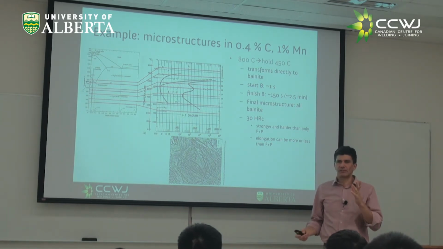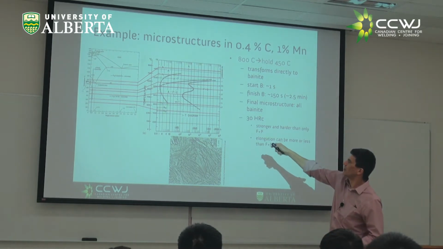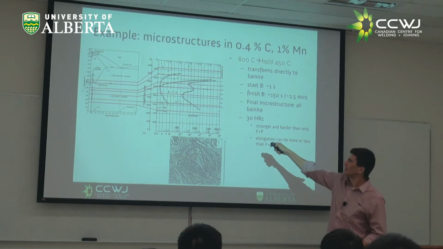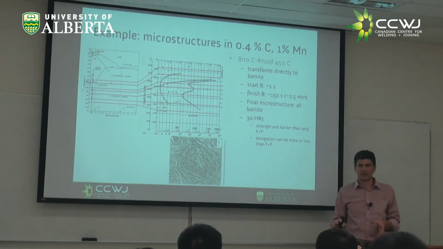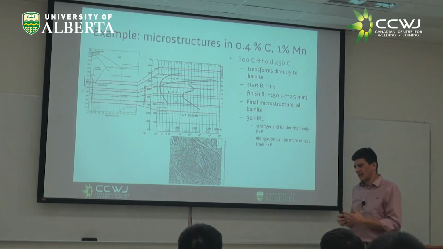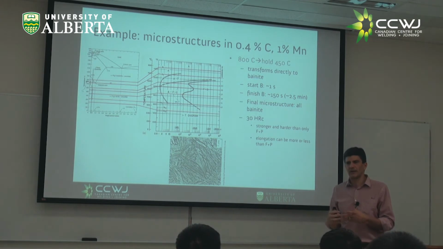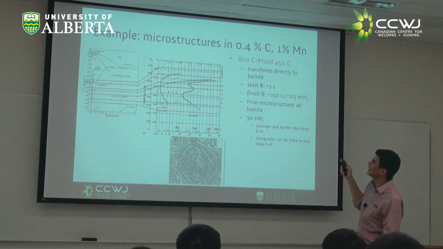They're not trying to throw us off, but nobody would say that this on top is the same as this at the bottom. This is perlite and this is bainite. Quite different things, because bainite is quite tough and hard. Perlite, not so much. All right.